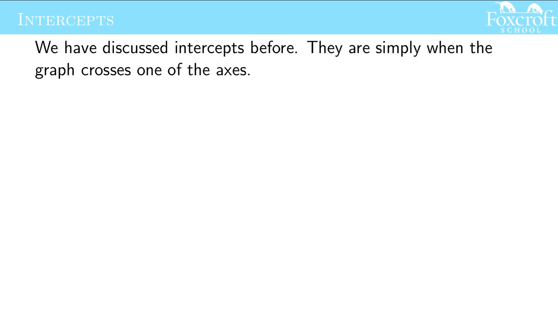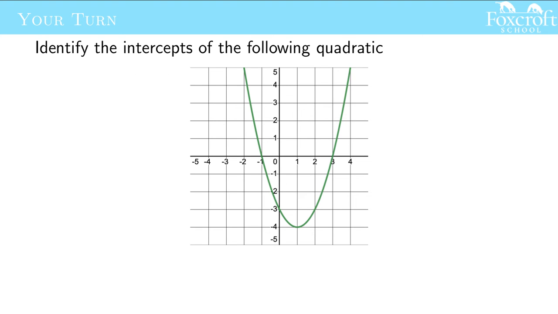All right, so we're going to talk about two different parts of our quadratics that are going to be important for the whole unit. The first one is intercepts. We've discussed intercepts before. They're just when your graph crosses one of the axes. I'm not even going to do an example for this one. I just want you to try this one on your own straight from the start. Identify all the intercepts of this quadratic graph.